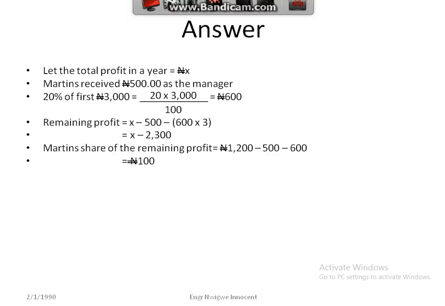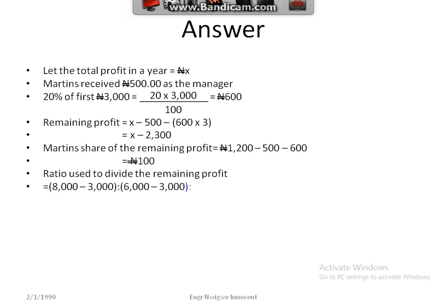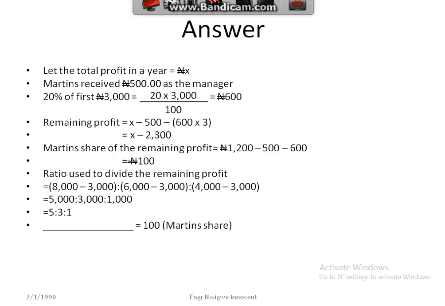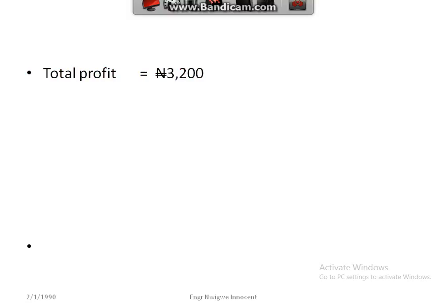Ratio used to divide the remaining profit is equals to 8,000 minus 3,000 is to 6,000 minus 3,000 is to 4,000 minus 3,000, which is equals to 5,000 is to 3,000 is to 1,000, which is equals to 5 is to 3 is to 1. This will now be 1 times in bracket S minus 2,300 over 9 is equals to 100 for Martin's share. We now have S minus 2,300 equals to 900. S will now be 900 plus 2,300, which will give us 3,200. Total profit is equals to 3,200 naira.